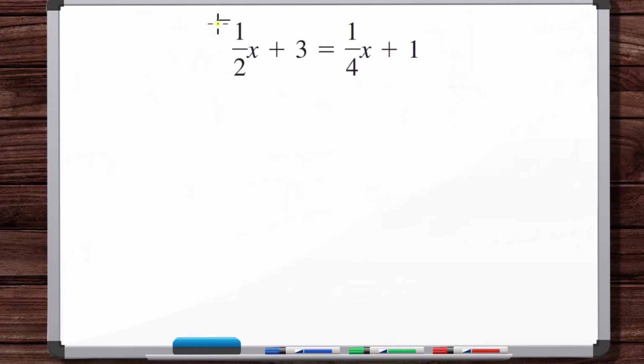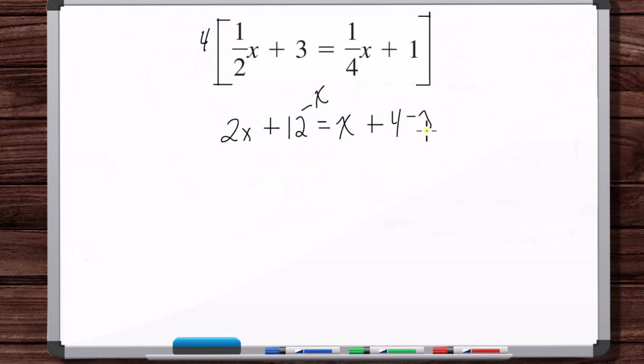Okay, let's multiply the entire equation by 4. So we have 2x plus 12 is equal to x plus 4. Okay, let's subtract x from both sides. 2x minus x is x. Okay, let's subtract 12 from both sides. So x is equal to minus 8.